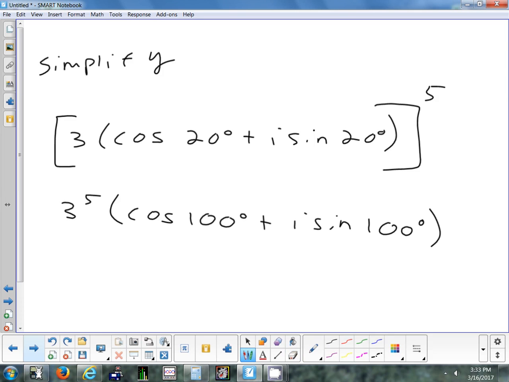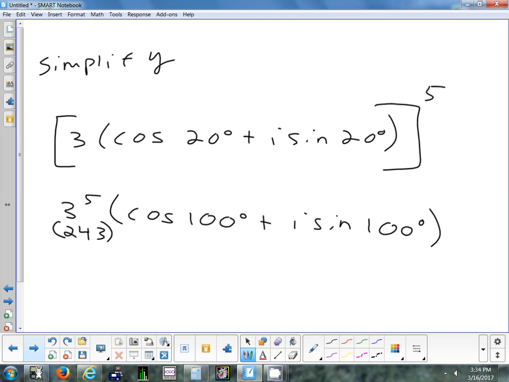And what do you get if you do out 3 to the 5th? I have 2,673. I might have done an extra one. Well, 3 times 3 is 9, times 3 is 27, times 3 is 81, 81 times 3 is 243. I got an extra one. All right, so that's again small enough. I would prefer that one done out. So 243 times cosine 100 plus i sine 100.